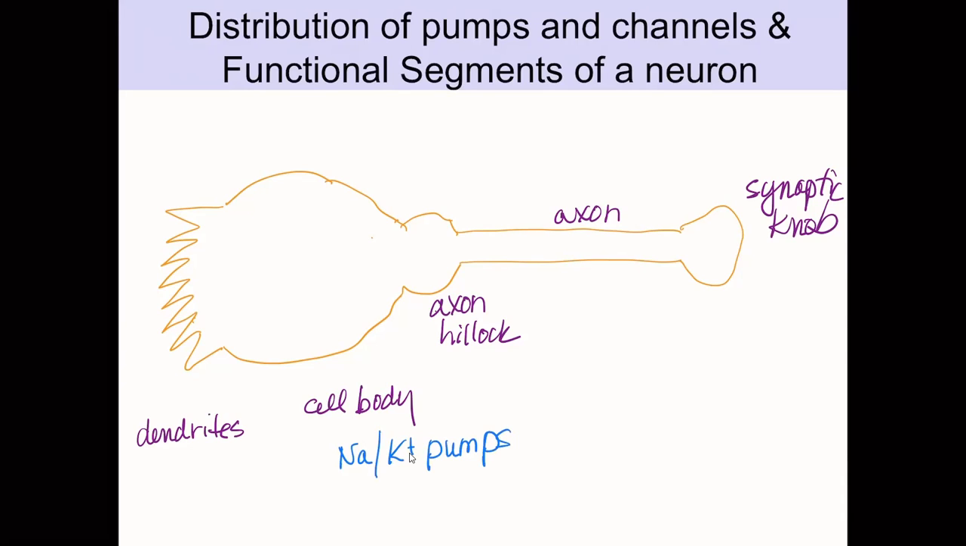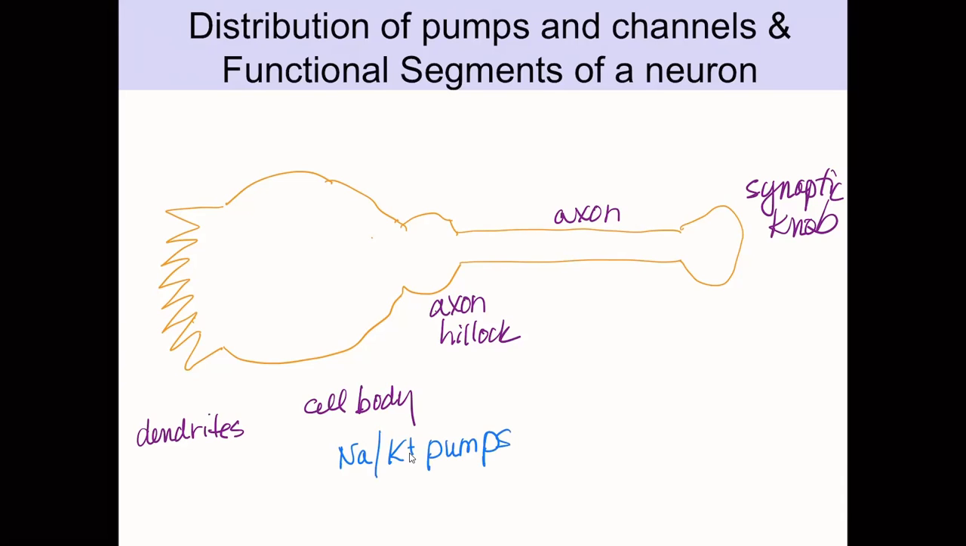Sodium potassium pumps are, I'm looking for my notes because I have all these, I don't want to mess you guys up. Although I've only done it like a gazillion times, right?